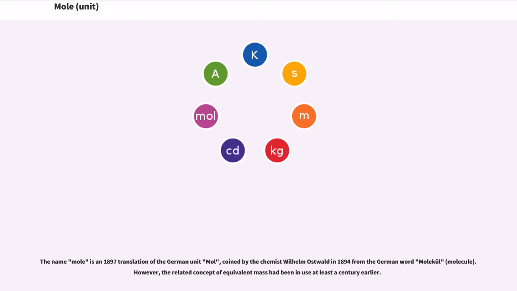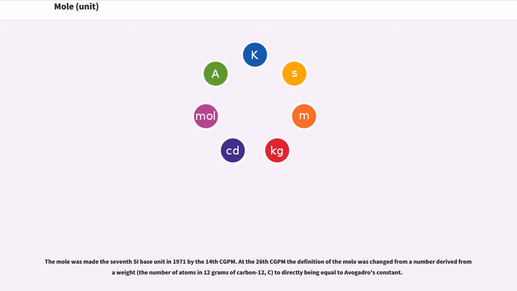The name mole is an 1897 translation of the German unit Mol, coined by the chemist Wilhelm Ostwald in 1894 from the German word Molekül, molecule. However, the related concept of equivalent mass had been in use at least a century earlier. The mole was made the 7th SI base unit in 1971 by the 14th CGPM.